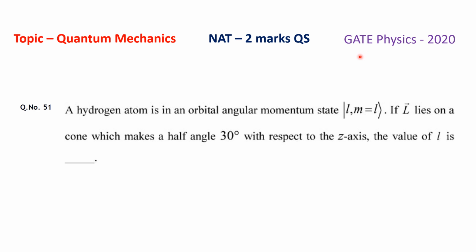This question was asked in the GATE Physics paper 2020. This is a numerical answer type question having 2 marks, and the topic of the question is quantum mechanics. The question is, a hydrogen atom is in an orbital angular momentum state |l, m⟩, where m = l. If the angular momentum vector L lies on a cone which makes a half angle 30 degree with respect to the z axis, then the value of l is, so you have to find the value of l here. Let us see how to solve this problem.